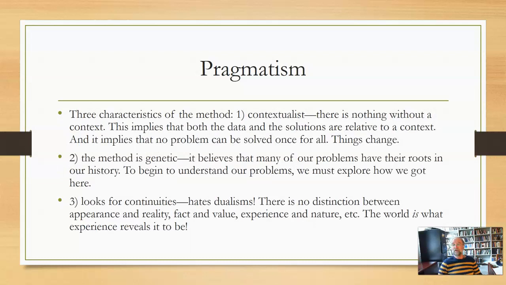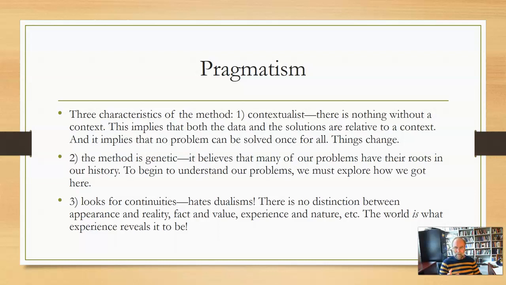There are three characteristics of the pragmatic method that I want to make salient. The first is the method is contextualist. This is a fancy word, but to put it in other words, there's nothing without a context. Everything has its background, its baggage, and its history. Contextualism implies that both the data and the solutions to our problems are relative to a context.